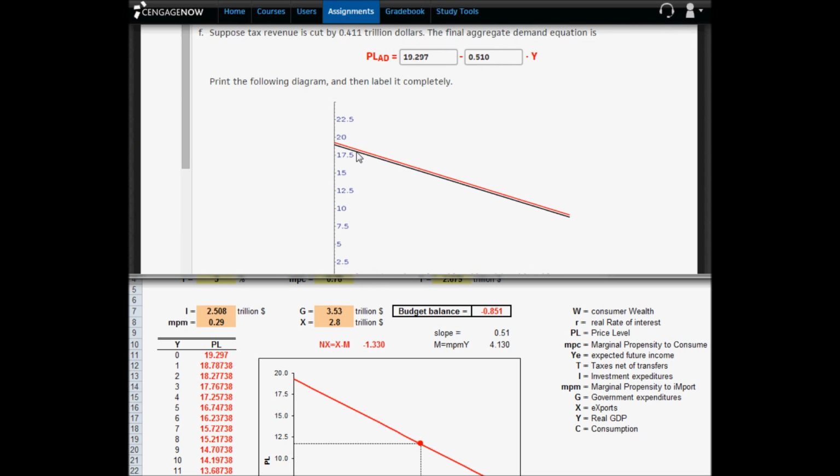So the black curve is before the tax cut. The red curve is after the tax cut. And you can see aggregate demand shifted outward. So the tax cut, like an increase in government spending, stimulated aggregate demand.